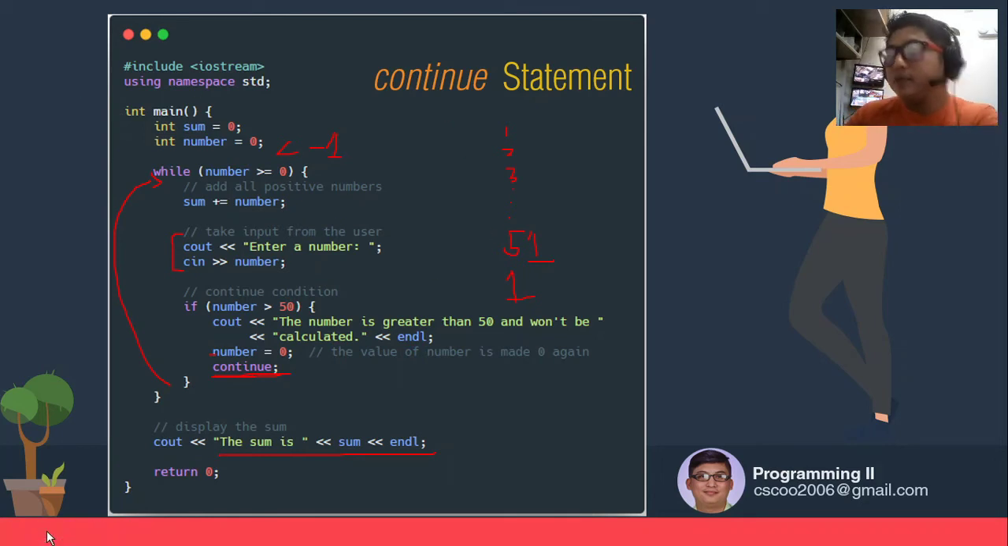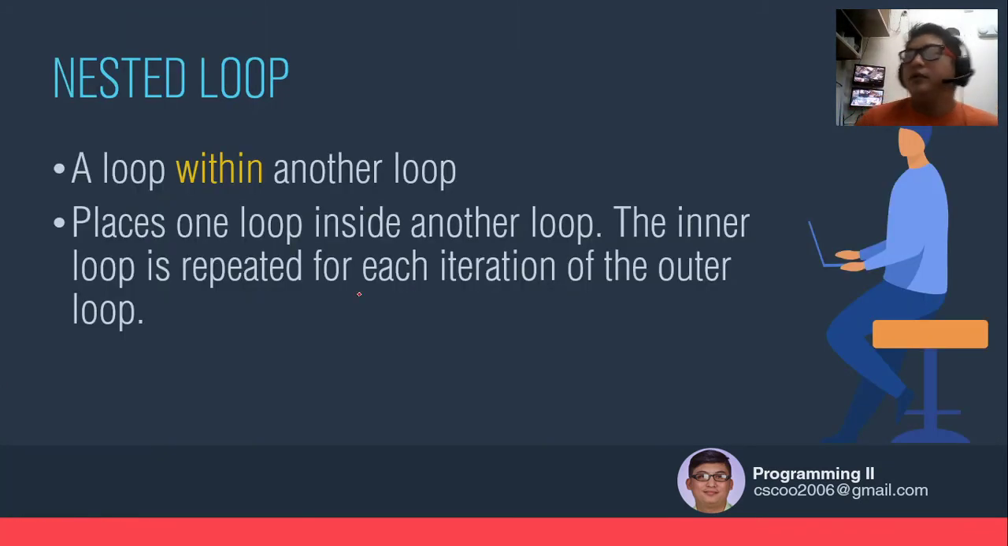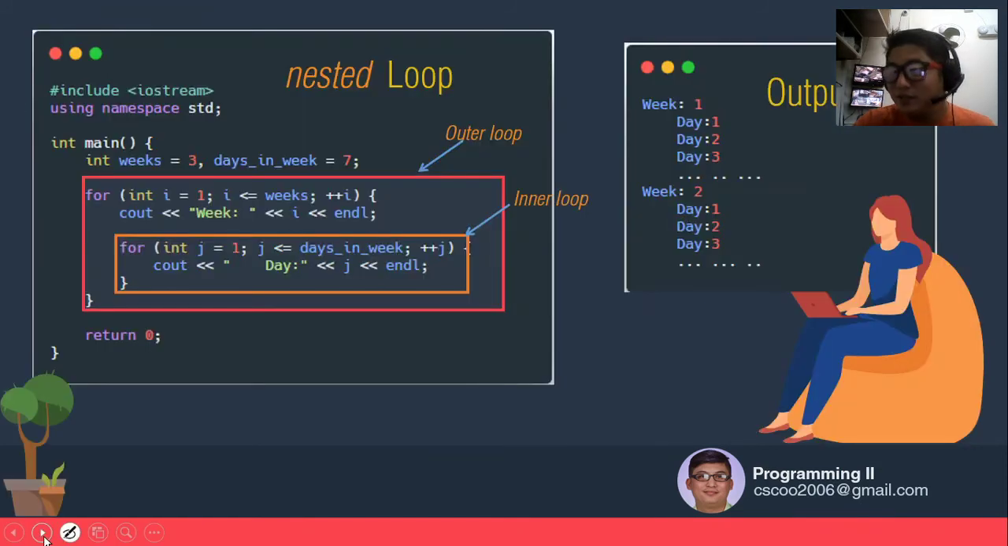Next is, okay, nested loop. So there are certain situations that you need to create a multiple loop, and sometimes those multiple loop become nested. So a nested loop is a loop within another loop. So you place one loop inside another loop. The inner loop is repeated for each iteration of the outer loop. There are several students that confused about this one. So let me discuss this as clear as possible.